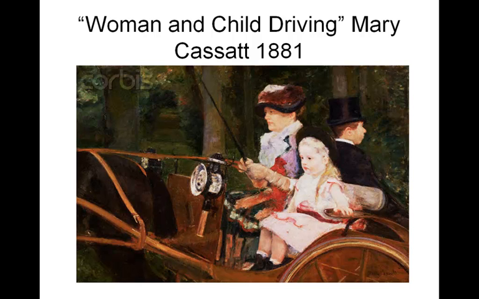Now, we might be able to make the assumption that they are mother and daughter. But I think what's really interesting here, via Cassatt, is that Cassatt doesn't name the portrait mother and daughter driving. She calls it woman and child. So I think there's a very clear reason why she titled it such, trying to sort of break those expectations of what a mother-daughter would look like in an image.